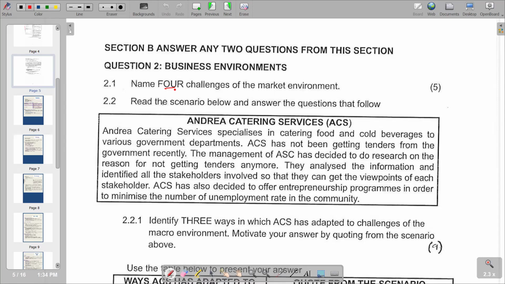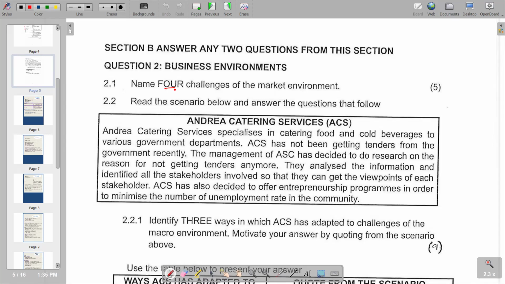Then 2.2, read the scenario below and answer the questions that follow. Andre Catering Services, ACS. You just need to go through what you have in the scenario before you answer the question and try to comprehend what is in the scenario. So the first question is: identify three ways in which ACS has adapted to challenges of the macro environment. Motivate your answer by quoting from the scenario above.